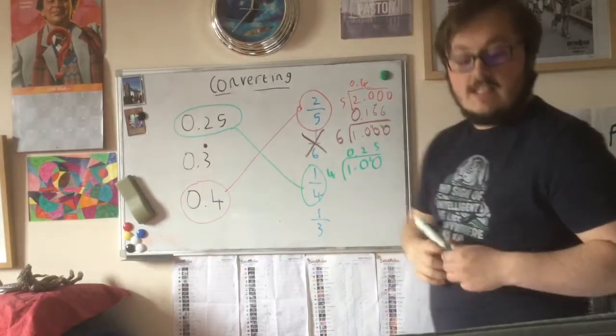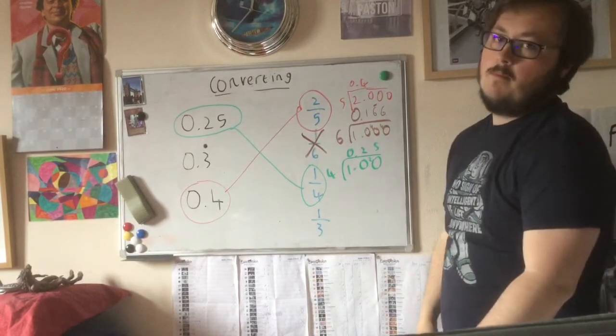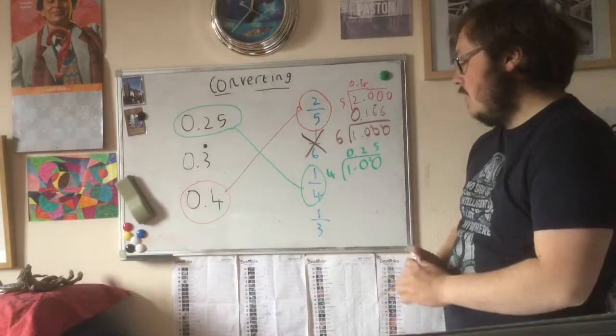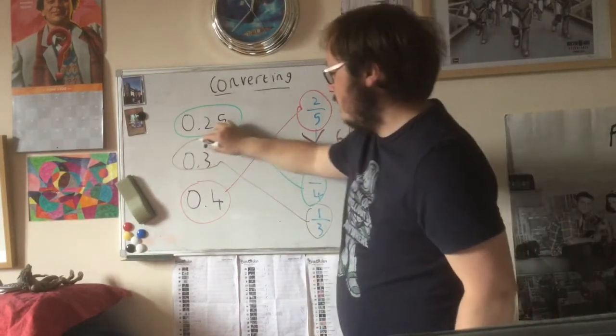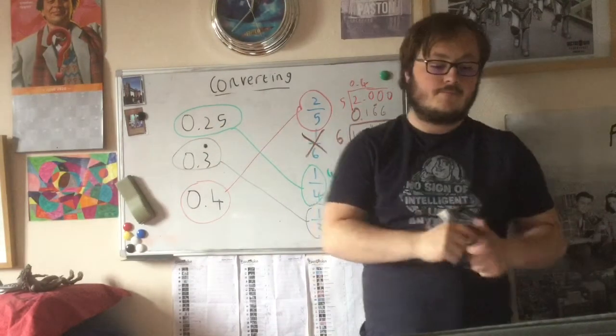And by process of elimination, and if you did the bus stop method regardless, we all know that 1 over 3 will match with 0.3 recurring.